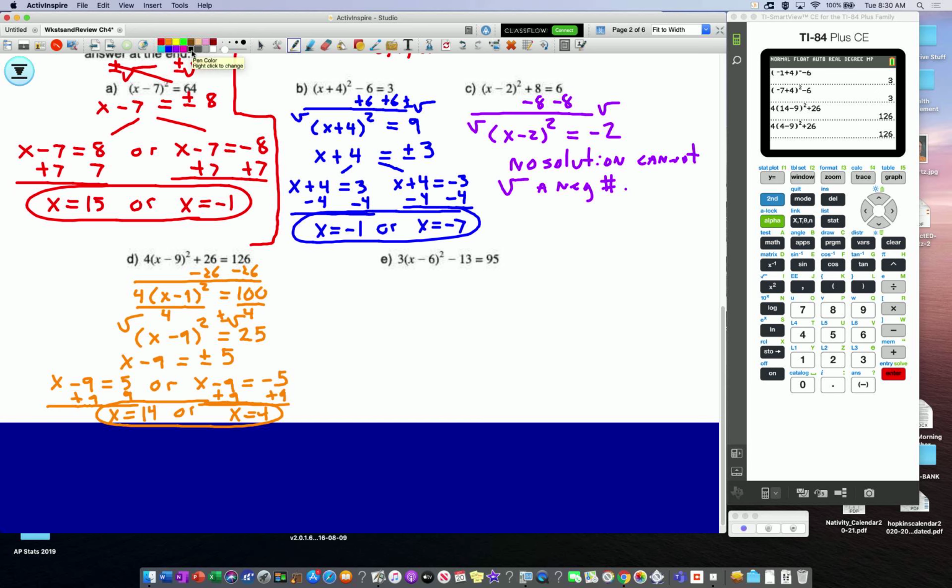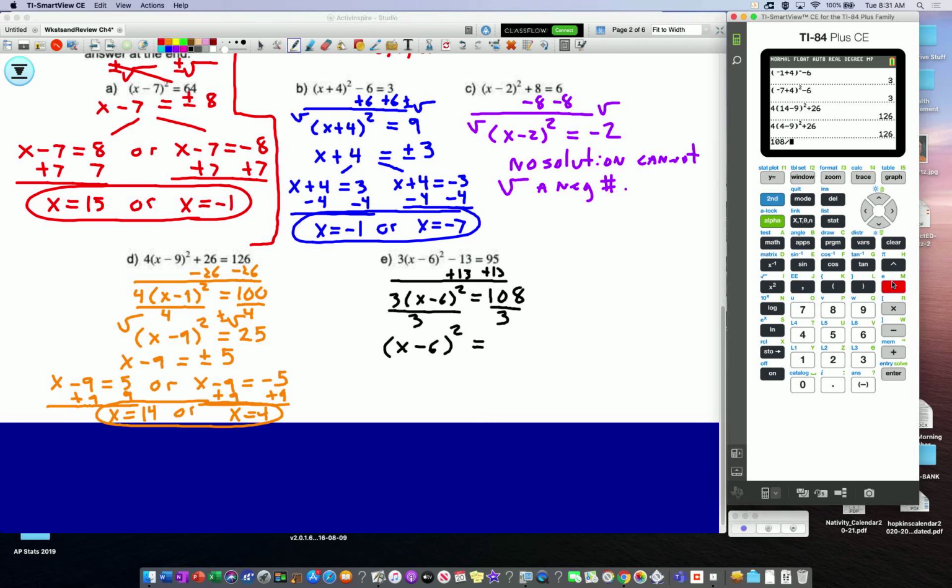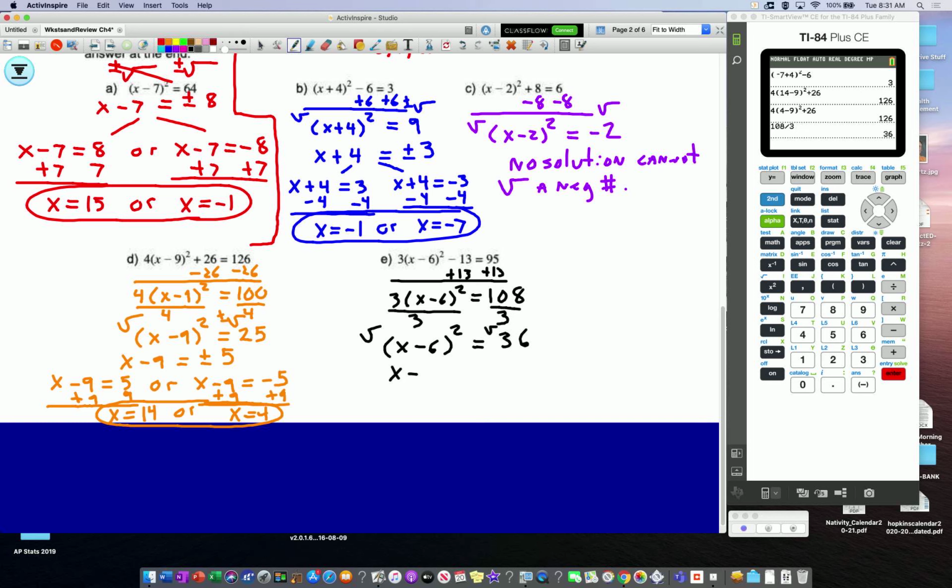So, just like I did before, inverse operations. So I'm going to start by adding 13. So I have 3 times x minus 6 quantity squared equals 108. Then I divide both sides by 3. So I get x minus 6 quantity squared equals 108 divided by 3. I believe it's 36. It's 36. Square root both sides. So I get x minus 6 equals plus or minus, don't forget it's always plus minus, 6.